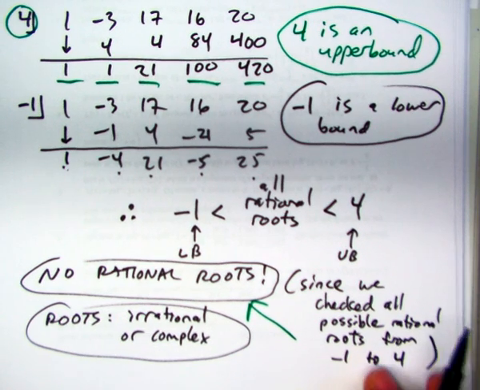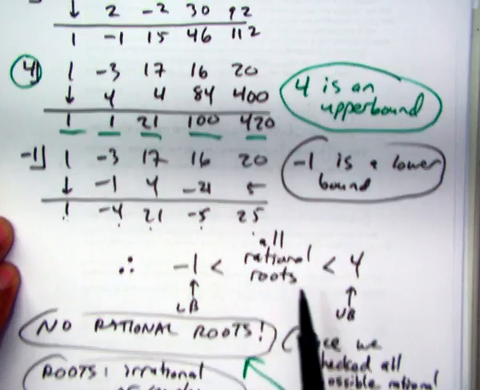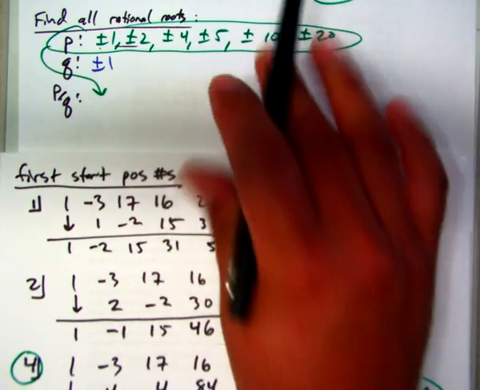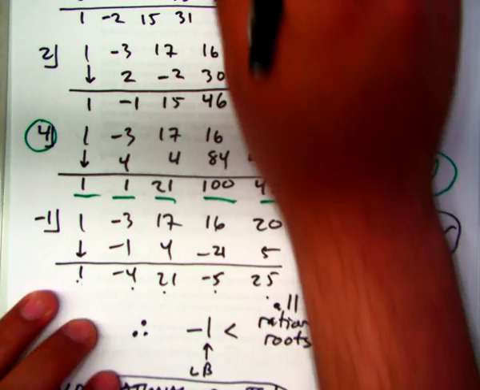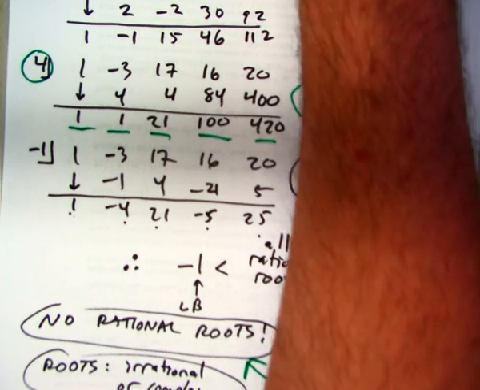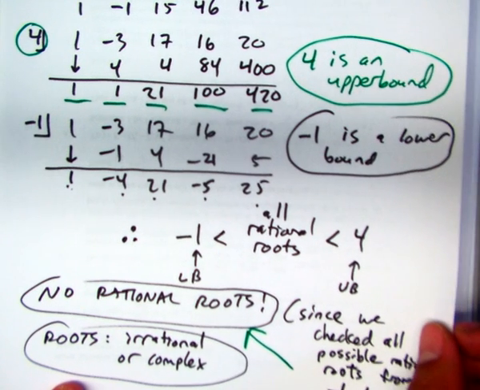All we can say is if there's any possible rational roots, we start by writing out our P's and Q's, we start checking, and then using the lower and upper bound theorem, we kind of narrow down the search here. Okay? All right.